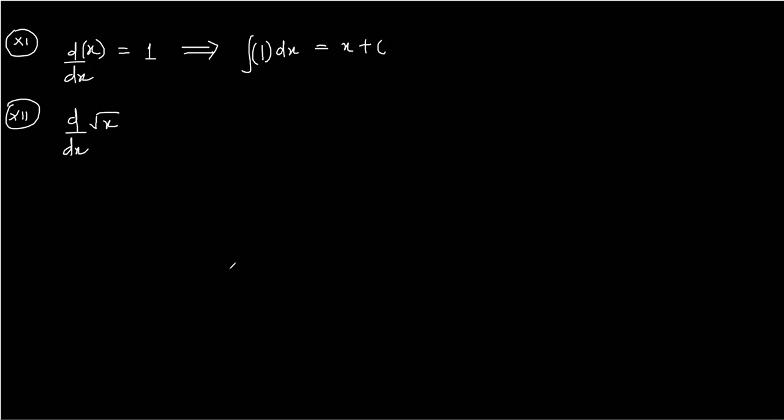A few of these functions that I will now be writing, 12, 13, 14, are as such not the main function. They are sub functions. They depend on some other function. But since they are quite often used, we give them a separate identity and we call them root function, reciprocal function. So here you have d by dx of root of x. D by dx of root of x is 1 upon 2 root x.